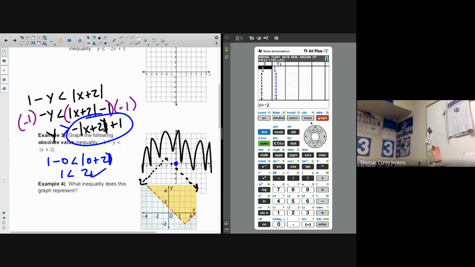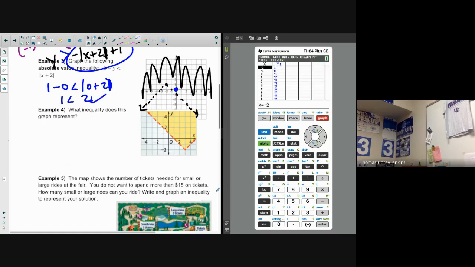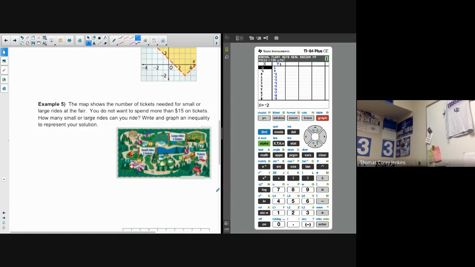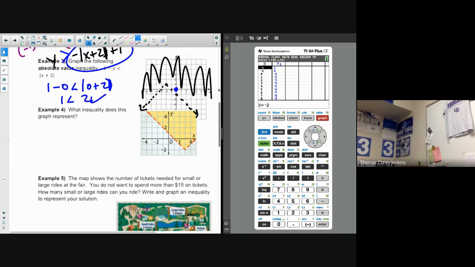All right, so moving on to example 4. It says what inequality does the graph represent? So a couple things here. The first thing is, we'll just make it simple. We're going to put it right in slope-intercept form. So y is, would it be greater than or less than? It's going to be one or the other because it's dotted. Above is going to be greater than, so y is greater than.